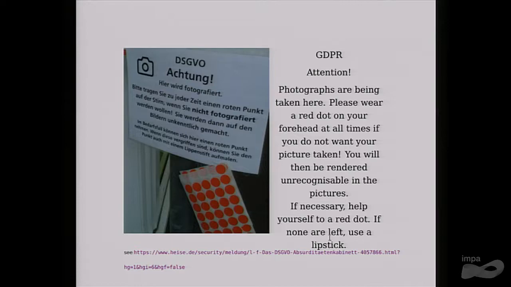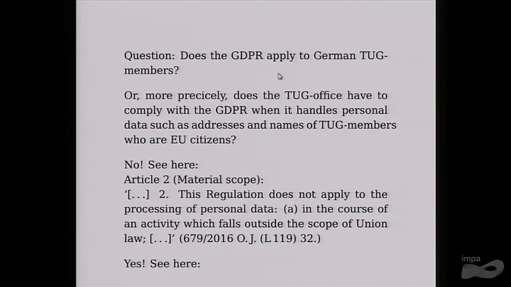Okay, let's go on. Question: does the GDPR apply to German TUG members? Or more precisely, does the TUG office have to comply with the GDPR when it handles personal data such as addresses or names of TUG members who are EU citizens? No. See here, Article 2, material scope. This regulation does not apply to the processing of personal data in the course of an activity which falls outside the scope of union law.